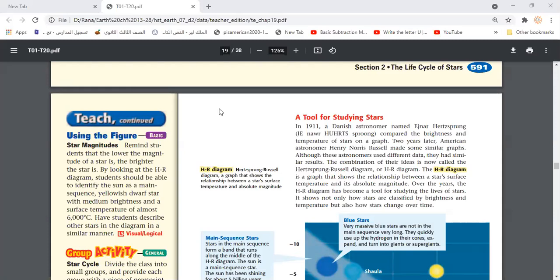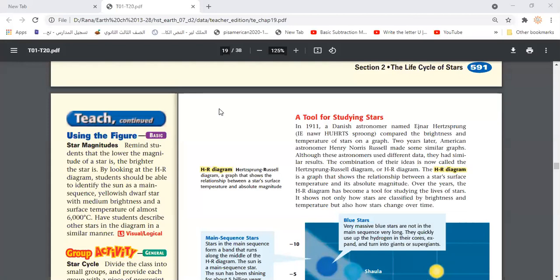You don't know? Yes, Uta? The main sequence star. Yes, good. A main sequence star. So in the main sequence star, the energy which is produced from the nuclear fusion reaction is somehow equal to the gravity force that pulls the star. So the star appears to be bright and so on like this.